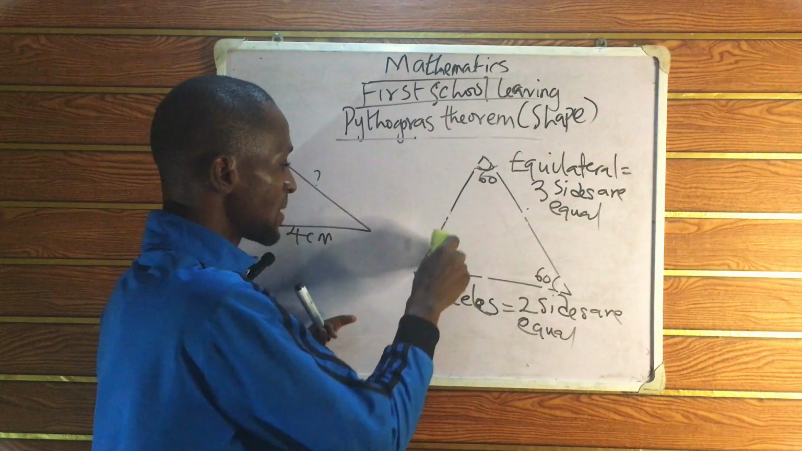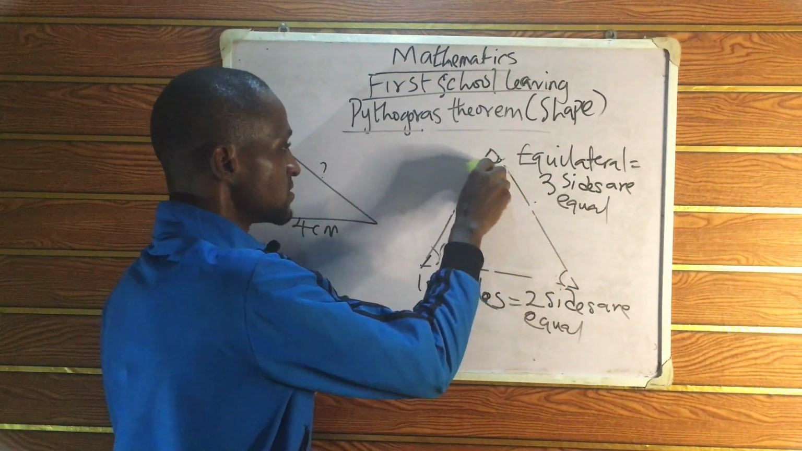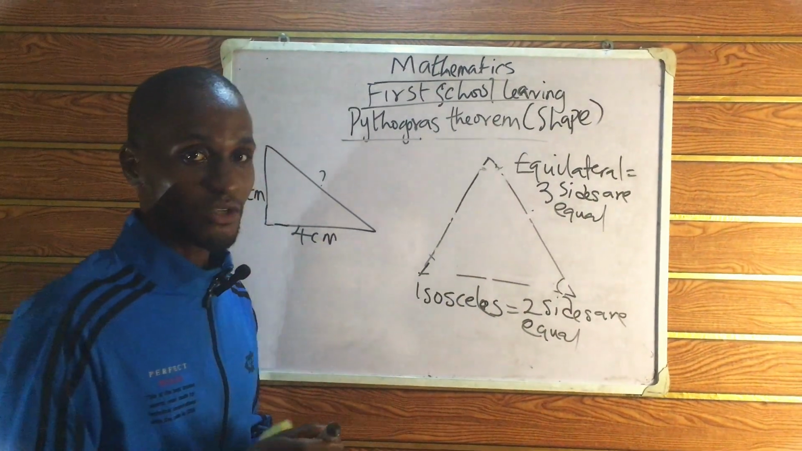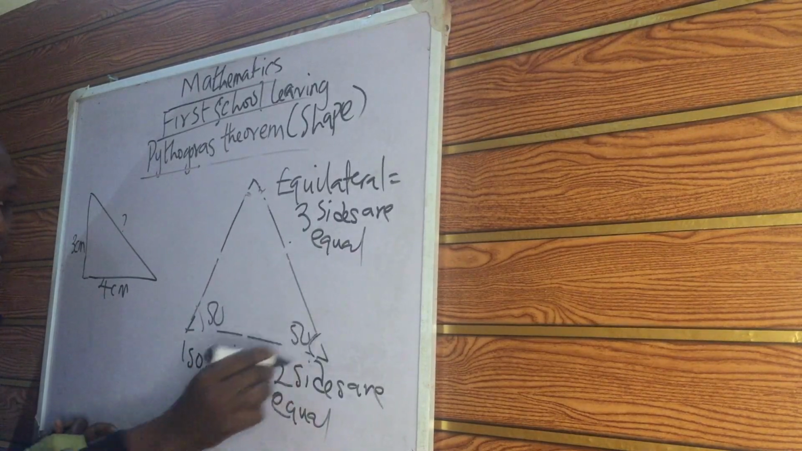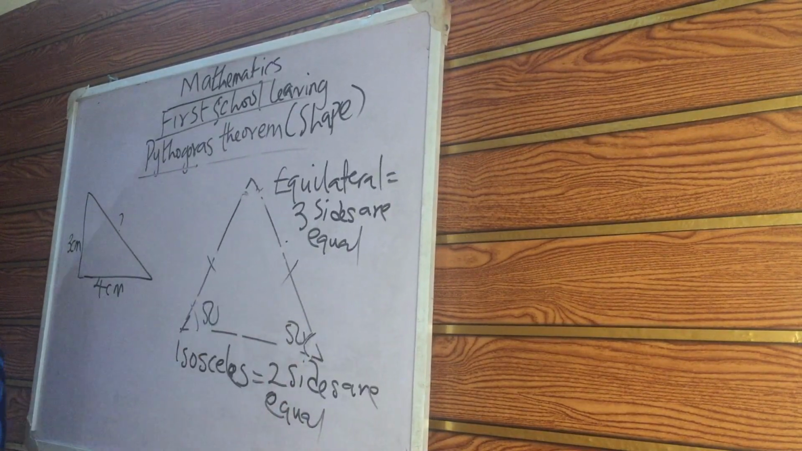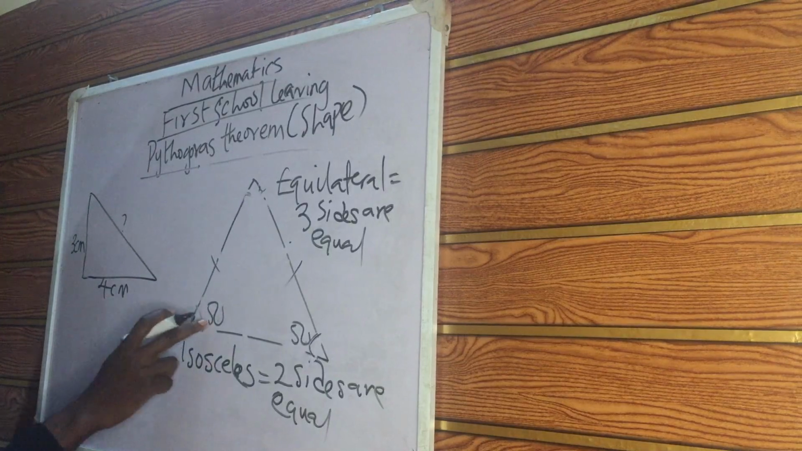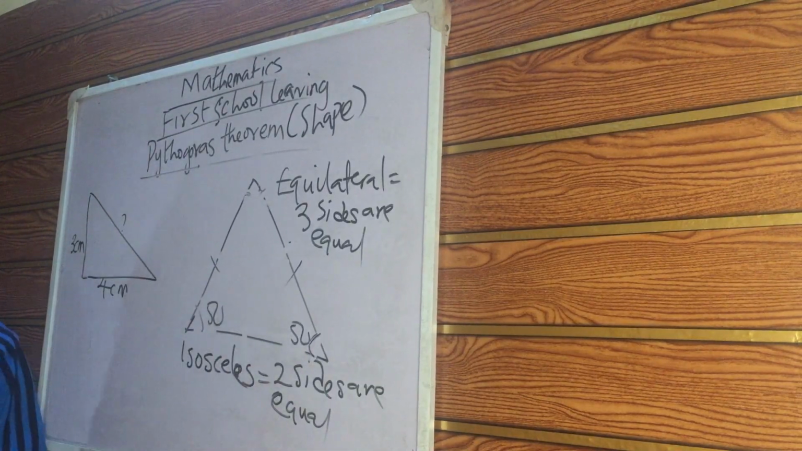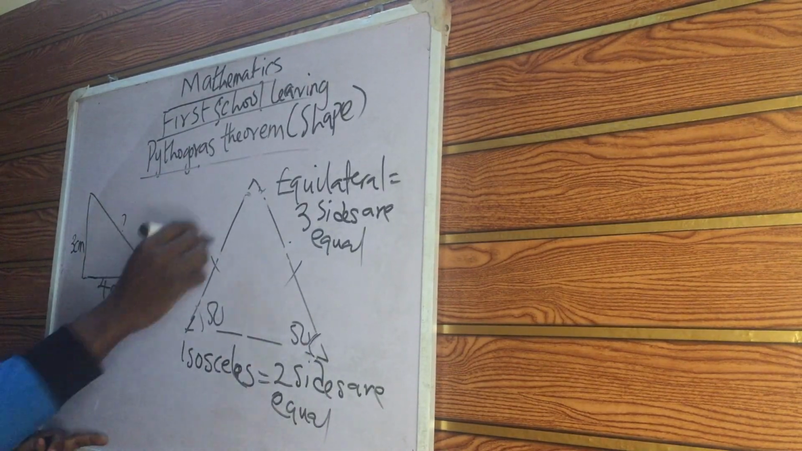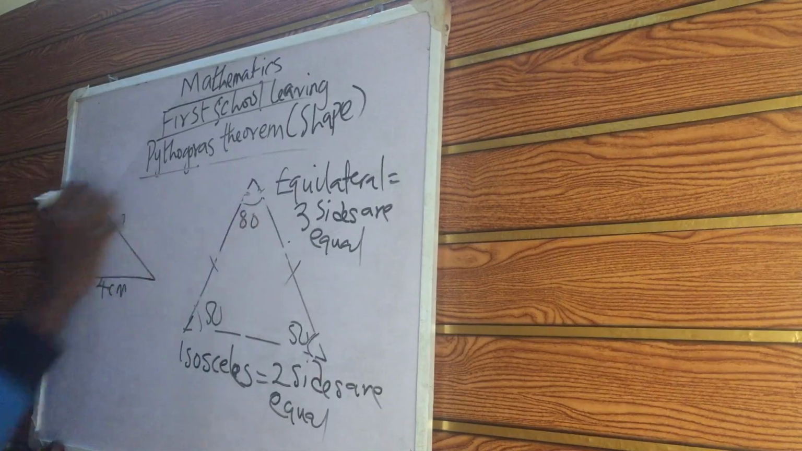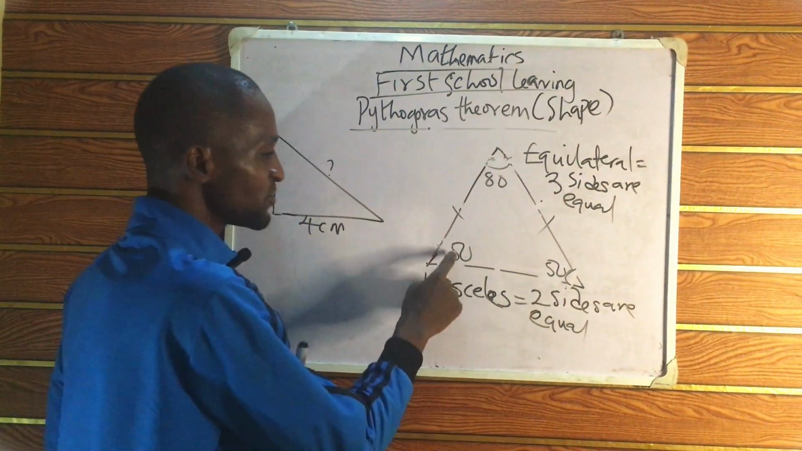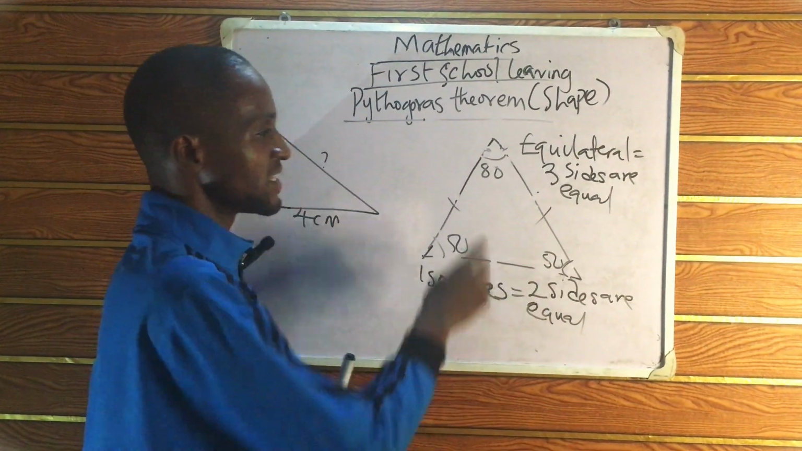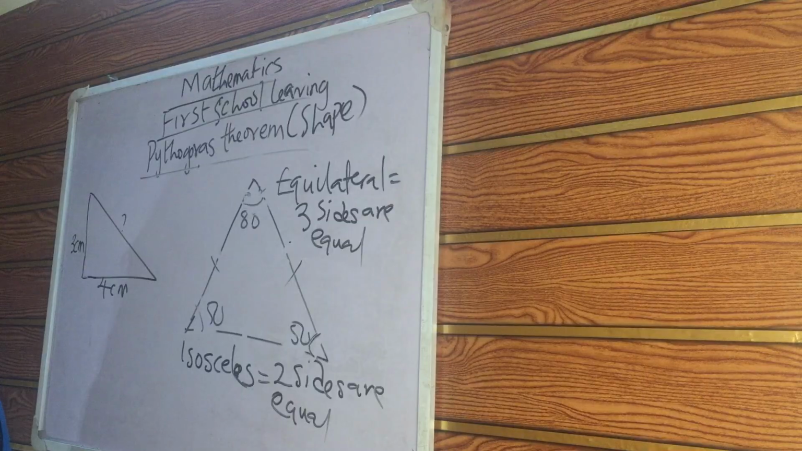Now, if you're talking about the isosceles triangle, here now is 50, here is 50. That is 100, which means here will be 80. That's what we call isosceles triangle. So here is 50, here is 50, here is 80. Are you with me now?